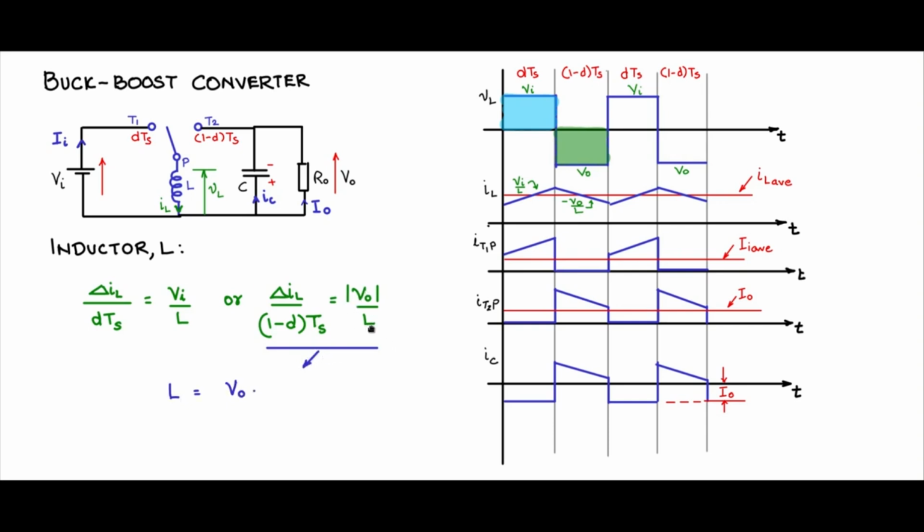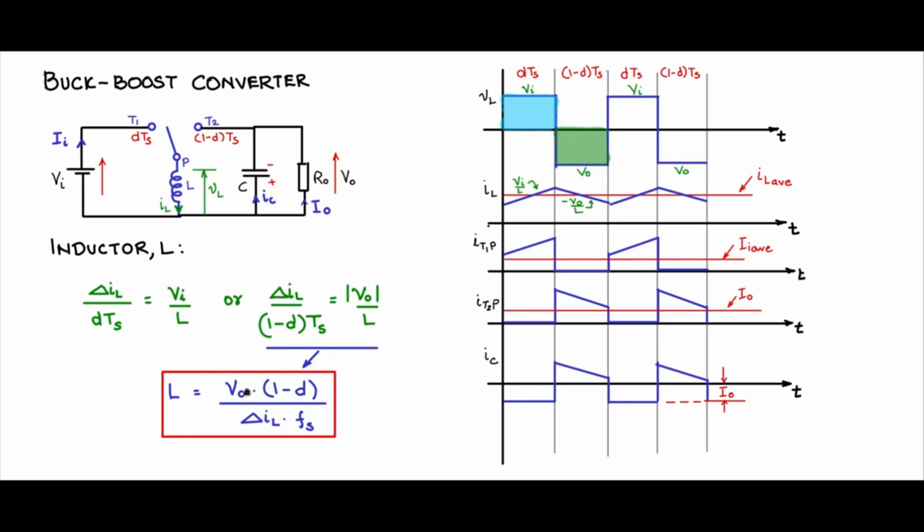I will retain L, push it on this side, delta IL will come in the bottom, 1 minus d will come here, and Ts which was here, 1 by Ts is Fs, I will put Fs in the denominator. So this way you simplify, you get the relationship for the inductor value L. So this is the basis for the inductor value design.